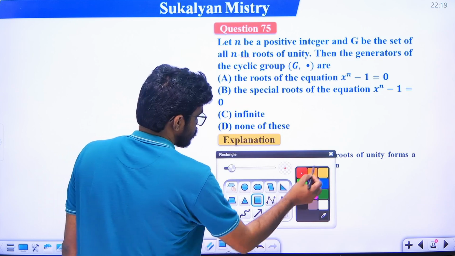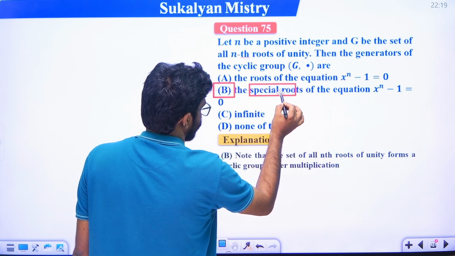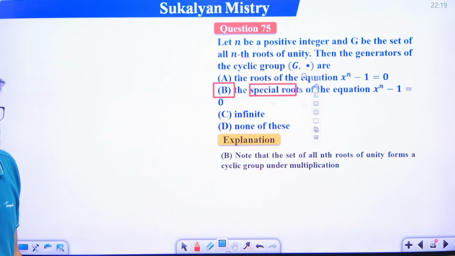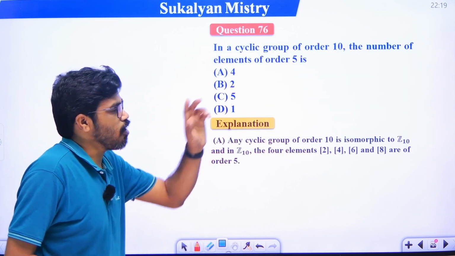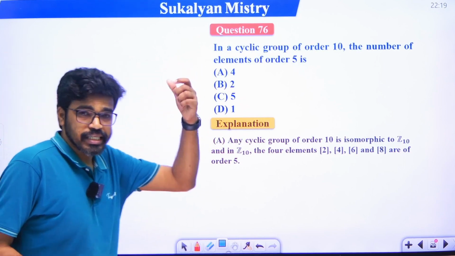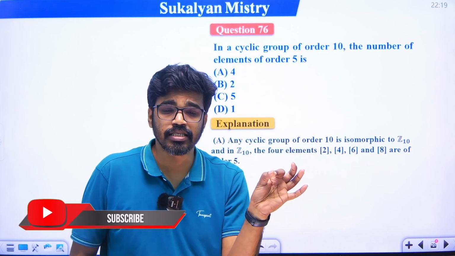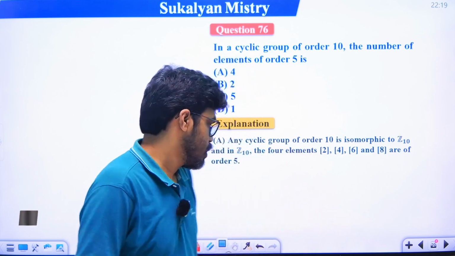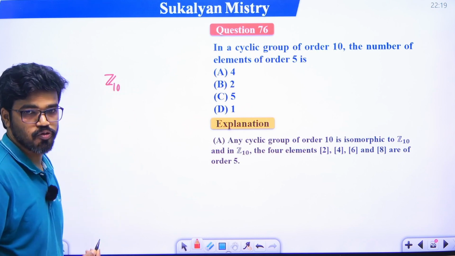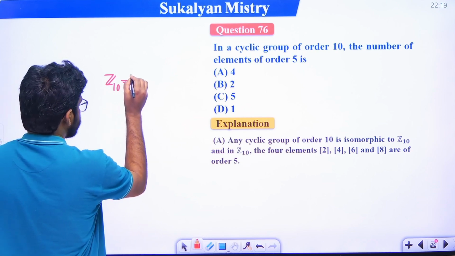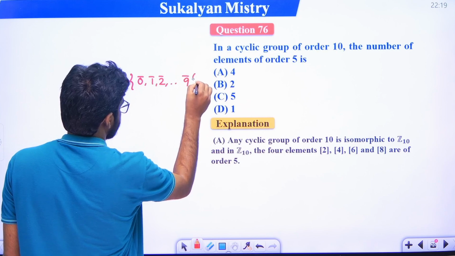These are the special roots of this equation x to the power n minus 1 is equal to 0. Okay, so next problem. In a cyclic group of order 10, for example Z10. Z10 is a cyclic group. We know that Zn is a cyclic group with respect to addition, right? So if you consider this, Z10 is a cyclic group of order 10. What are the elements of Z10? The elements of Z10 are 0, 1, 2, up to 9, right?